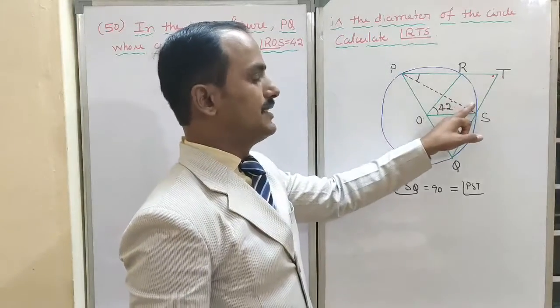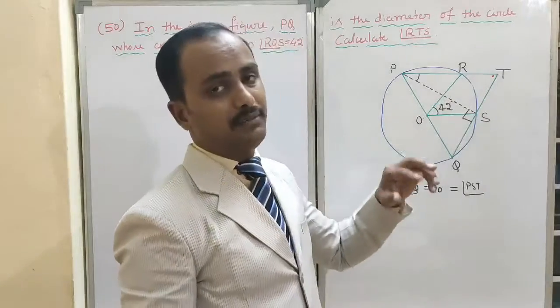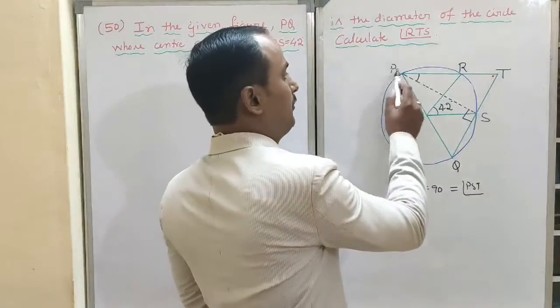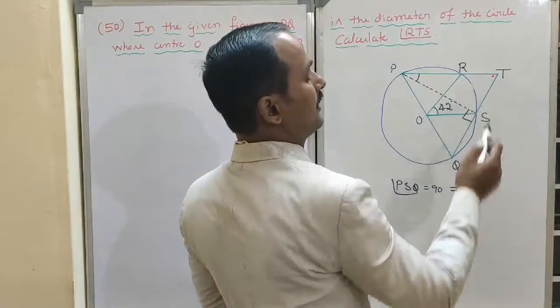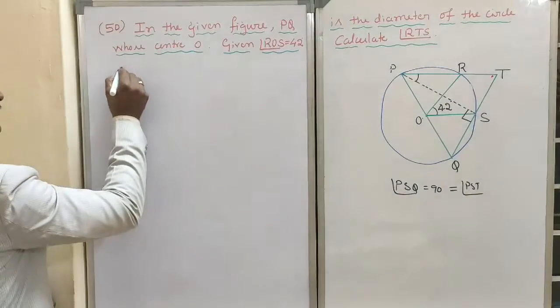21 degree plus this is 90. 90 plus 21, you got it, that two. Next, 180 minus the sum of those two, we will get this angle. In triangle PST, this angle will come. Understood? First, coming to the solution part, solution.